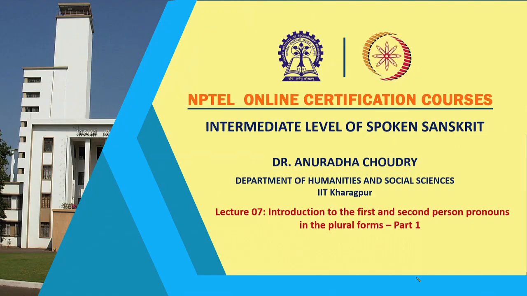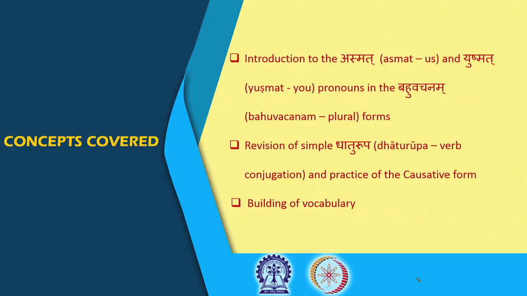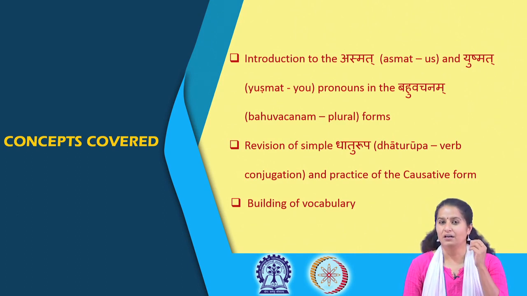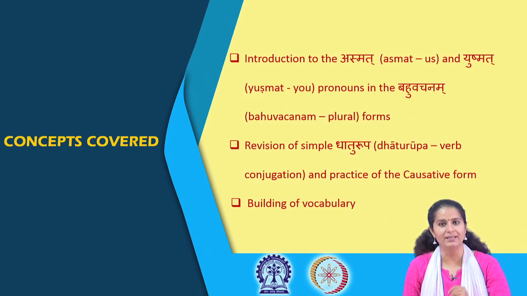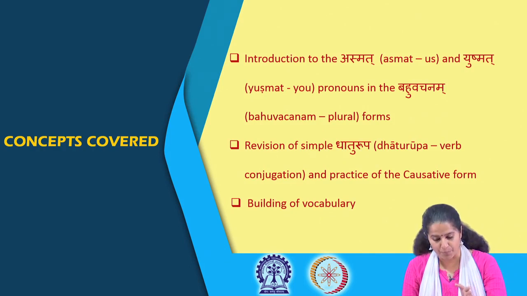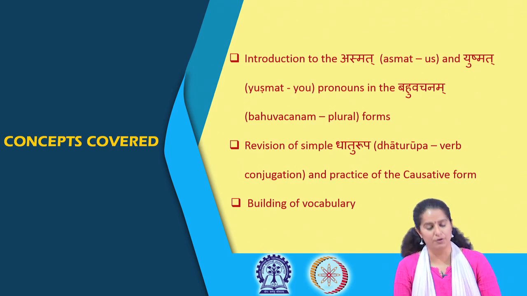In the lessons thus far, we have looked at the different nouns, the simple nouns and the pronouns in the different declensions in the singular. What we are going to do next is look at the first and second person pronouns in the plural forms. So, lesson number 7 is going to be an introduction to the first and second person pronouns in the plural forms, and this is part 1 of that. This lesson will contain an introduction to asmat and yushmat. Asmat, as you can hear the sound 'as' there, indicates the first person, and yushmat, with the 'you', is the you in the plural pronouns in the bahuvachanam, or plural forms.